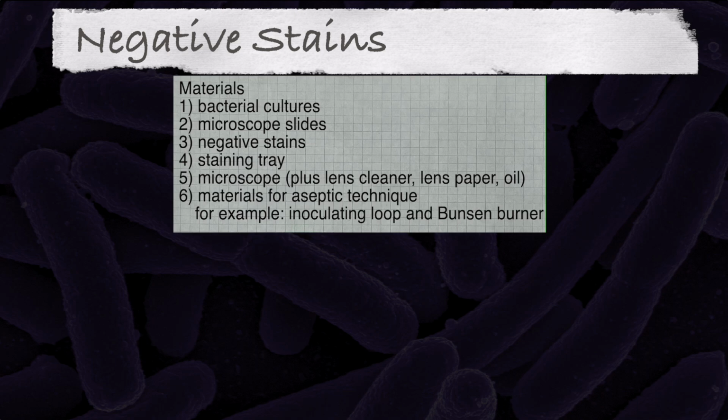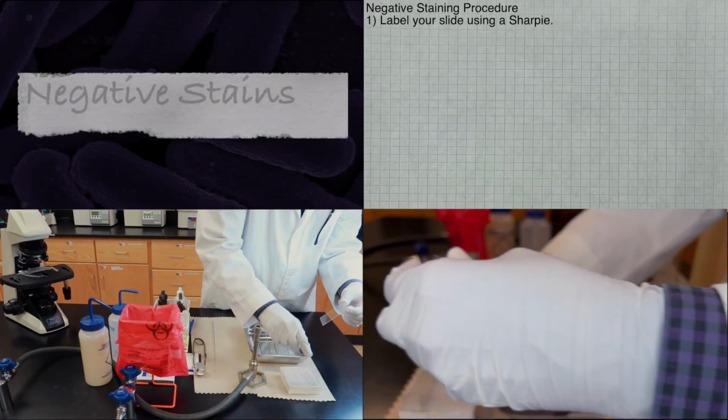The materials you will need in order to perform the negative staining will be bacteria cultures, microscope slides, the negative stains, a staining tray, a microscope, plus lens cleaner, lens paper, and immersion oil, and materials for aseptic technique, for example, an inoculating loop and Bunsen burner.